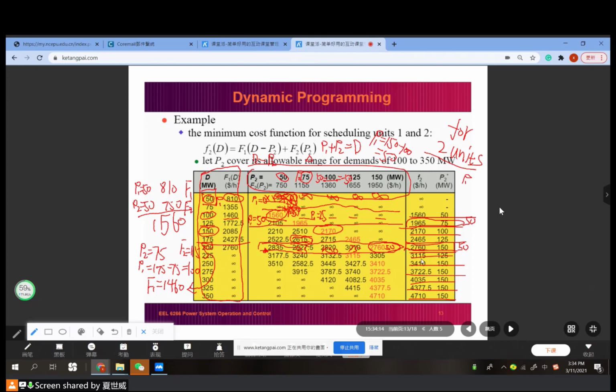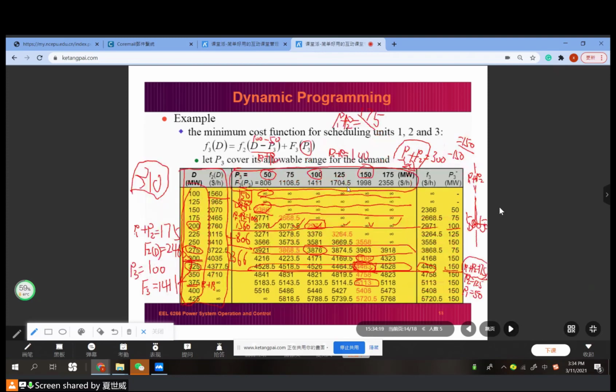Then, based on the best solution for 2 generators, we add another generator 3 to form this table. This is for 2 generators. We add another generator, and we got the result. And finally, we got the optimal solution for 3 generators. Based on this, we can easily find the optimal solution for certain load levels supported by 3 generators. Furthermore, if you have 4 generators, 5 generators, you can continue like this until you finish all the generators.